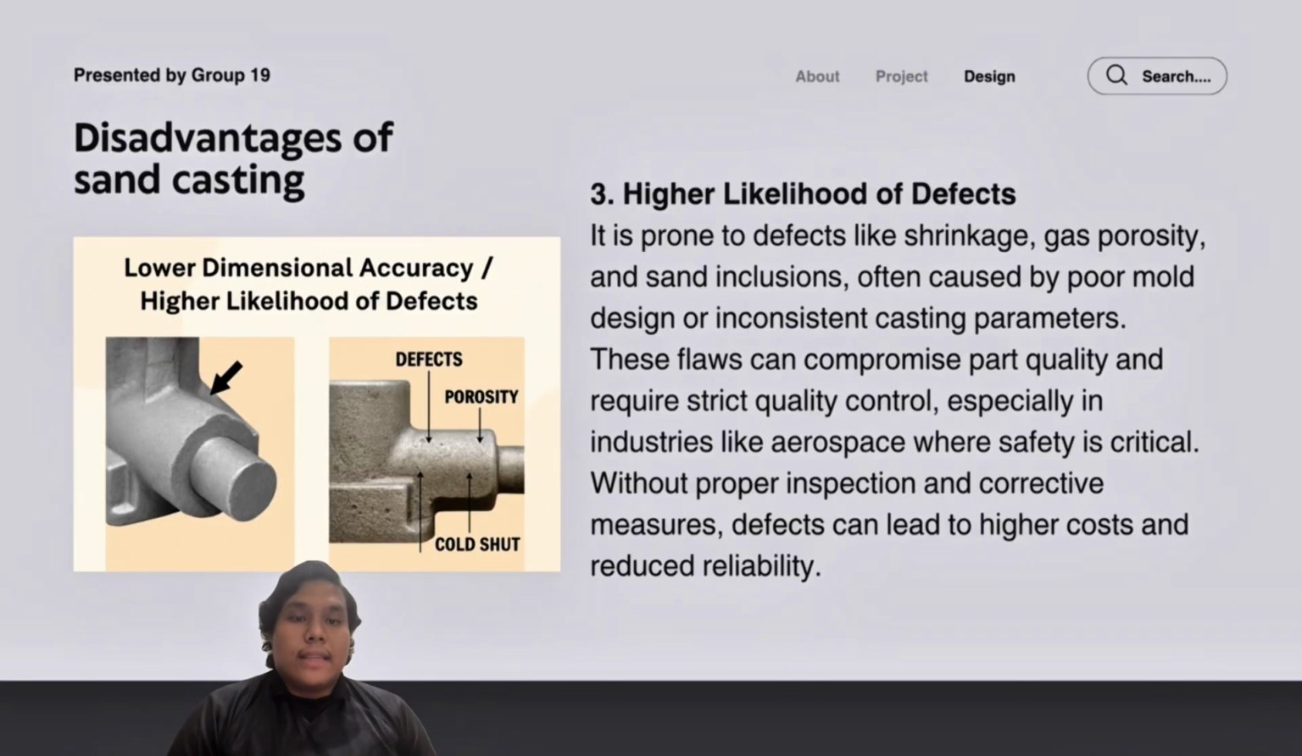The last disadvantage of sand casting is higher likelihood of defects. Sand casting is prone to defects like shrinkage, gas porosity, and sand occlusion, often caused by poor mold design or inconsistent casting parameters. These flaws can compromise part quality and require strict quality control, especially in industries like aerospace, where safety is critical. Without proper inspection and corrective measures, defects can lead to higher cost and reduced reliability.